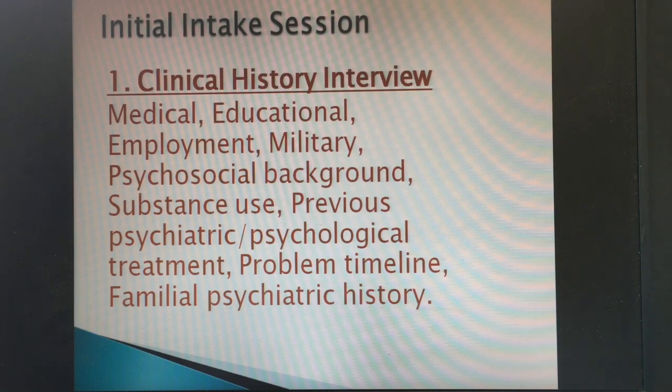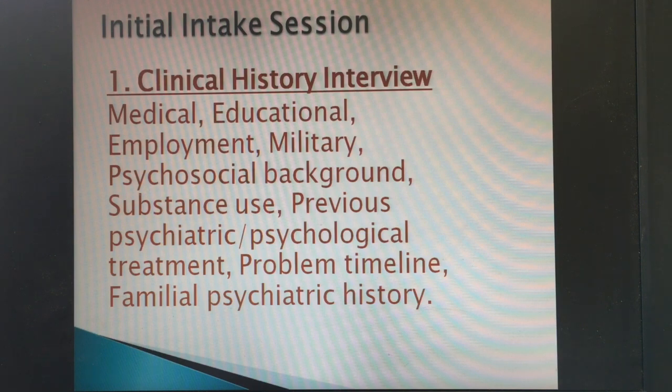Any military history, and then the psychosocial background, which I would break down into who do you live with, who do you associate with, how do those interactions go? Do you get along with people? Are you arguing a lot with people?